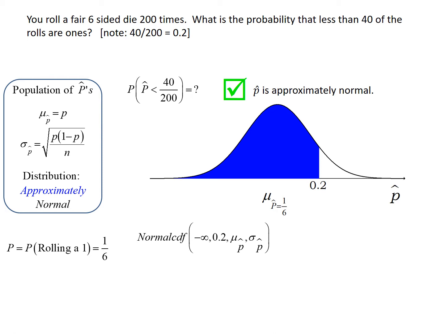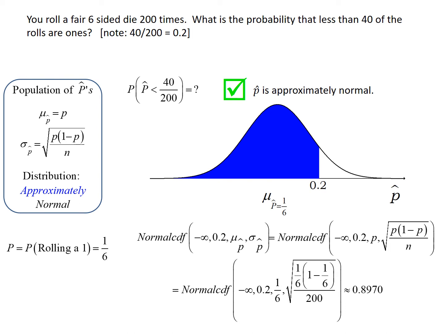So we need to use our normal CDF function, lower limit negative infinity, upper limit 0.2, and we need to insert the mean and standard deviation for p hat using our formulas. And we know that p, the actual probability of getting what we want each time we roll the die, is 1/6. So we're going to replace this p with 1/6, and n was 200. So everywhere we had a p, I've replaced it with 1/6. N is 200. Go ahead and enter it in exactly like this.